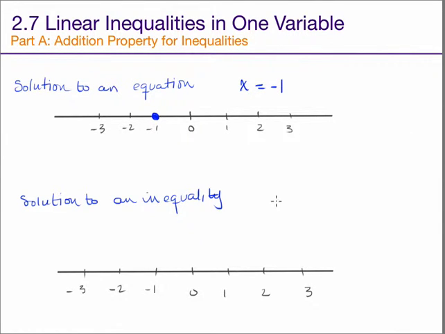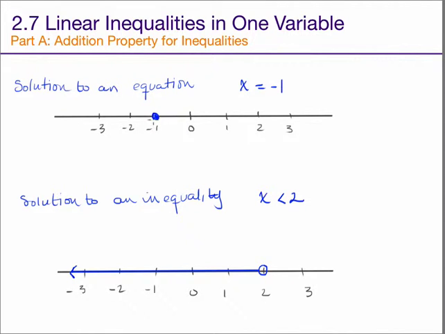The solution to an inequality might look something like this. X is less than 2. That means that the answers that will work in the original inequality are all the numbers smaller than, or to the left of, 2 on the number line. So 1 will satisfy the inequality, -3 will satisfy it, 0, -10, -100, but 3 will not.